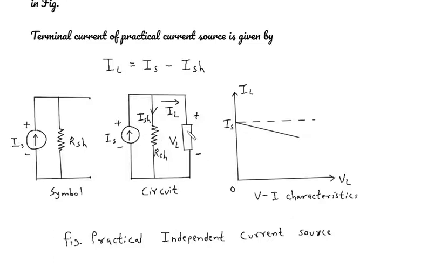This is a circuit with practical independent current source. This is a symbol of practical independent current source and this is a VI characteristics. So from this circuit we get the equation IL is equal to IS minus ISH. This is from Kirchhoff's current law.